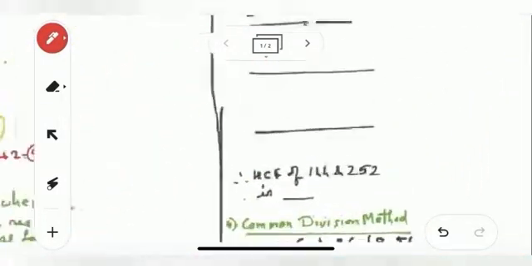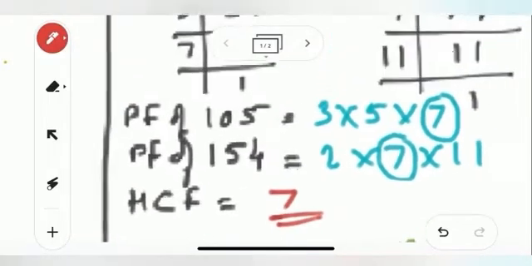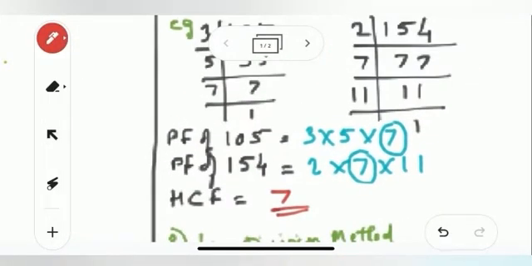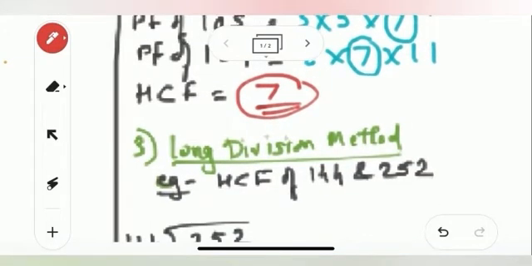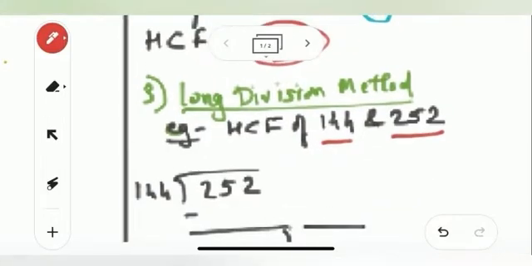In the prime factorization method, you find out which are the common factors and you multiply those common factors, and whatever answer you get, that is the highest common factor. The third one is the long division method. In this method, first we divide the greater number by the smaller number. So this is the greater number, this is the smaller number. We will divide 252 by 144.